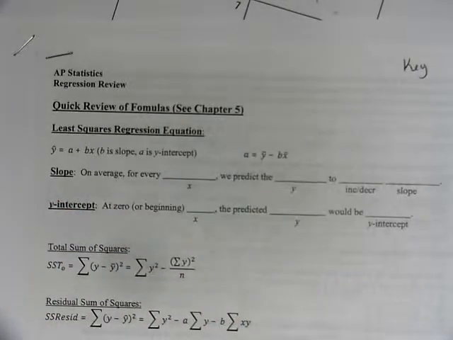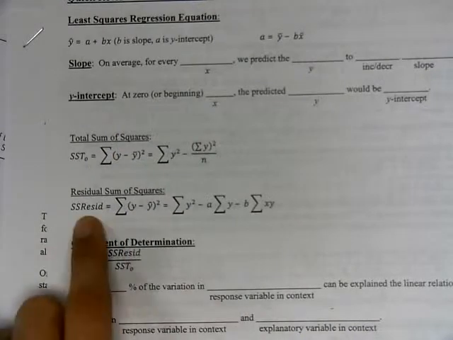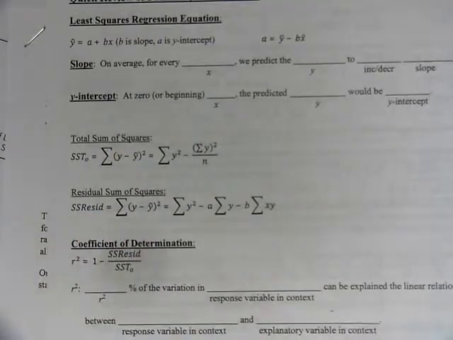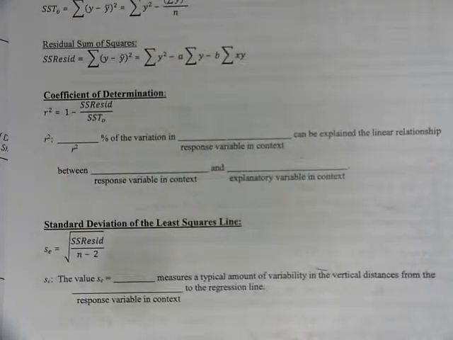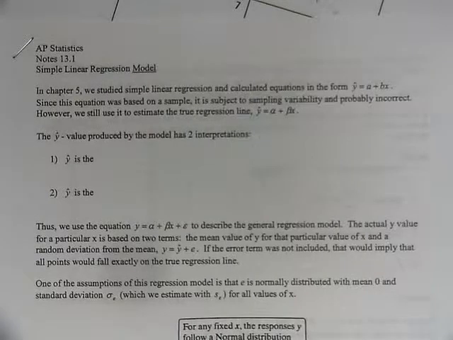You guys did in algebra 2 too? Sum of the squares, sum of the square residual. All that stuff's going to come back. I know. So 13.1 is really kind of a review from chapter 5. And then 13.2 is more the test.